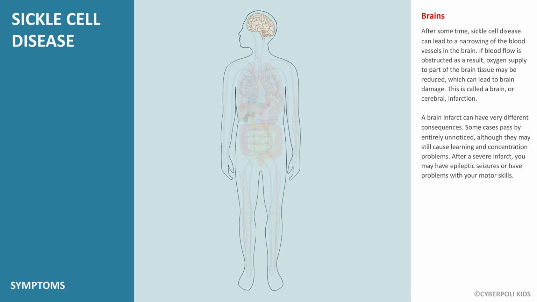After some time, sickle cell disease can lead to a narrowing of the blood vessels in the brain. If blood flow is obstructed as a result, oxygen supply to part of the brain tissue may be reduced, which can lead to brain damage. This is called a brain or cerebral infarction. A brain infarct can have very different consequences. Some cases pass by entirely unnoticed, although they may still cause learning and concentration problems. After a severe infarct, you may have epileptic seizures or have problems with your motor skills.